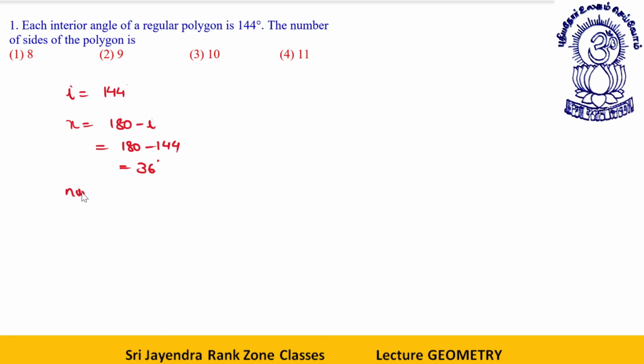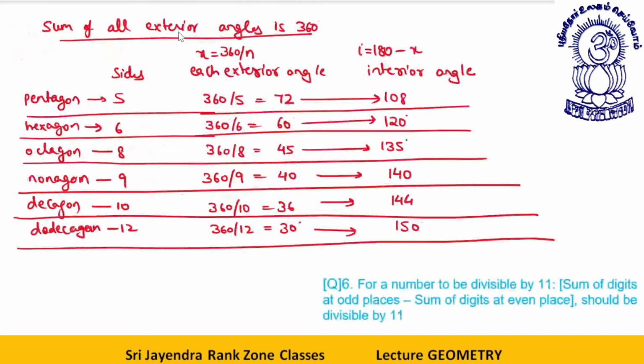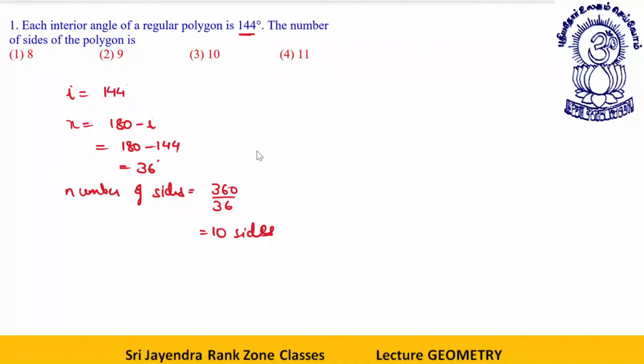So the number of sides is 360 by 36, that is 10 sides. I just discussed it with you a minute ago. 144 degrees means this is 10 sides. Okay, let's take the next thing.